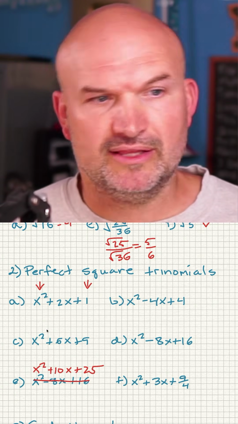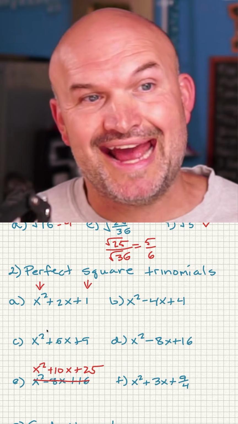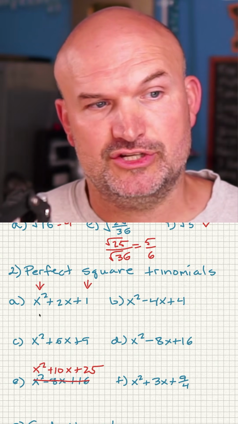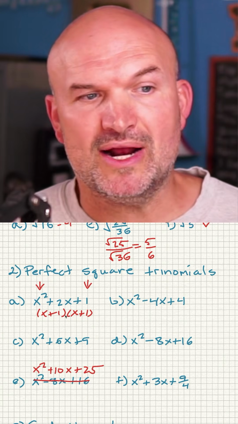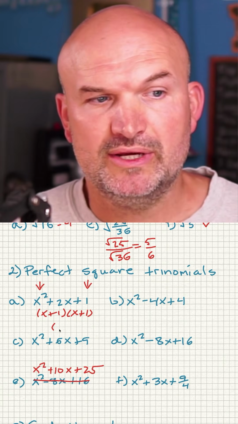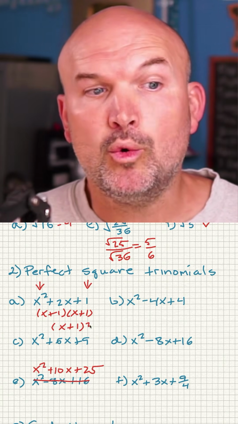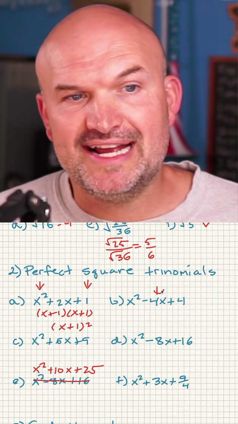So hopefully if you think about what two numbers multiply to give you a 1, but then add to give you your middle term, which in this case is 2, you can see that's going to be an x plus 1 times an x plus 1. Rather than writing it as x plus 1 times x plus 1, we can also write it as x plus 1 quantity squared. Now notice our middle term is negative, but that's okay.